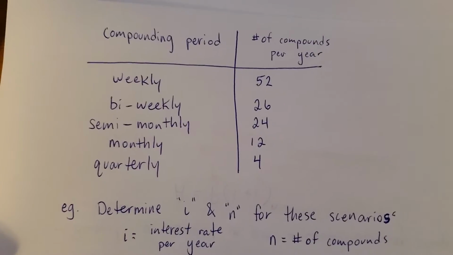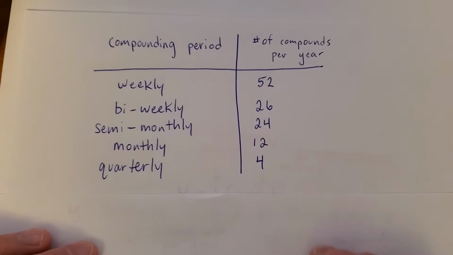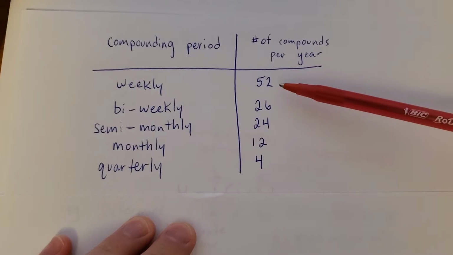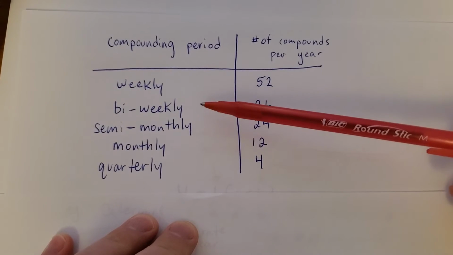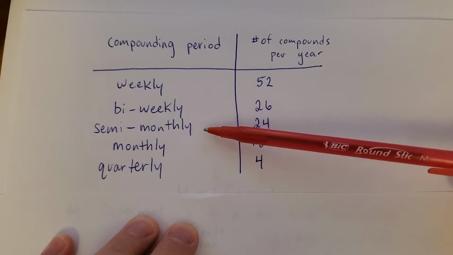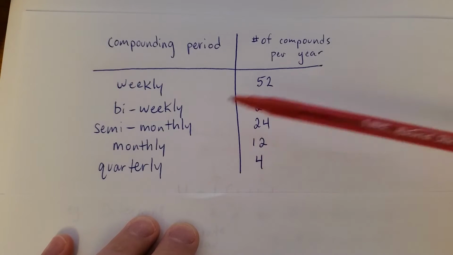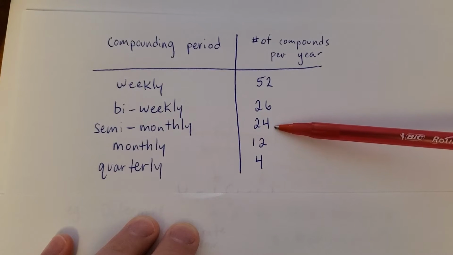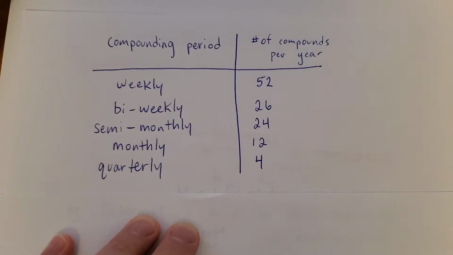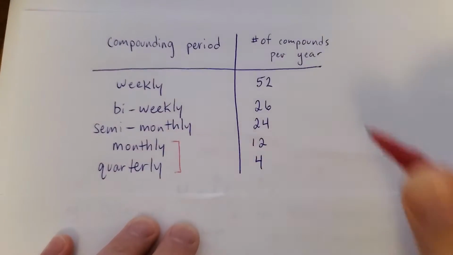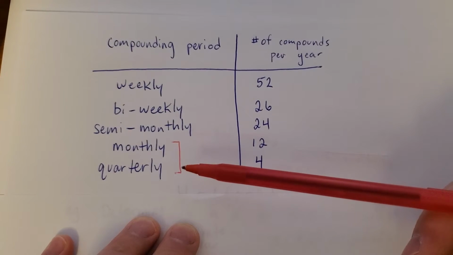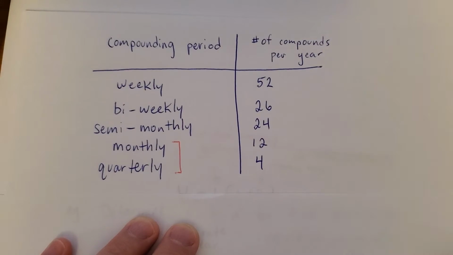Here are some terms you're going to need to know. You can have different compounding periods. You can compound weekly, which is 52 times a year because there are 52 weeks. If you have a job, maybe you're paid bi-weekly, that's 26 times a year, so every second week. Myself, I'm paid semi-monthly, which means twice a month, which is 24 times a year. Monthly, of course, will be 12 times a year. Quarterly is 4 times a year. The most common ones you're going to see are these two, because most bank accounts compound monthly. A lot of investments compound quarterly. You need to remember these numbers.